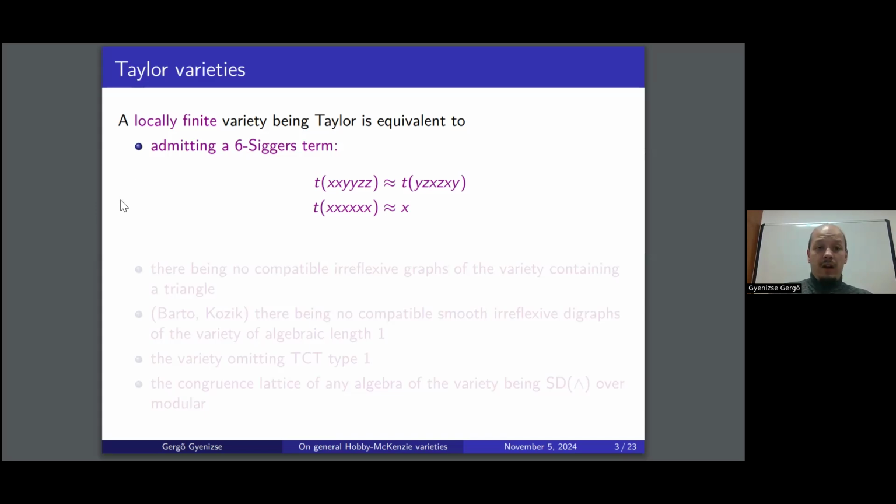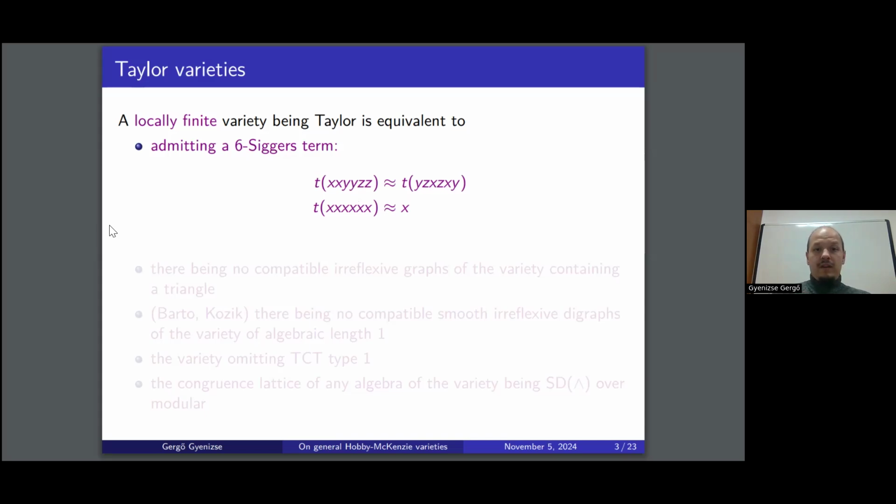First of all, what works in locally finite varieties is that a variety is Taylor if and only if it admits a so-called Siggers term. That's a six-ary term that satisfies these two identities. Of course, if something satisfies these identities, then it must be a Taylor term, so it's trivial that if something is Siggers, then it's Taylor. But the result is that in locally finite varieties, from a Taylor term, we can somehow get this specific Taylor term. I think this is a 2010 result.